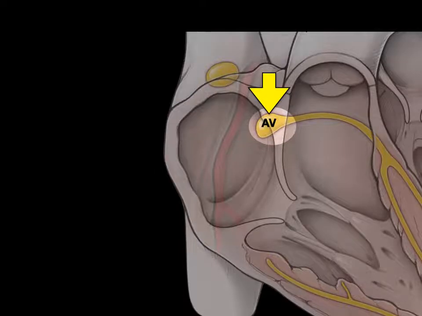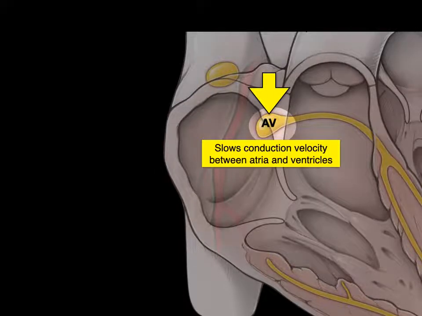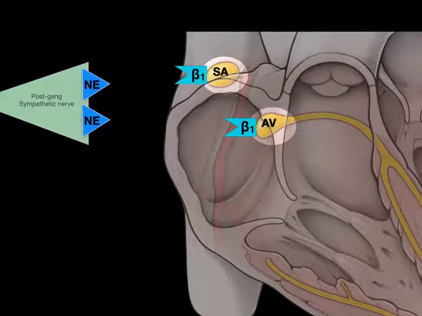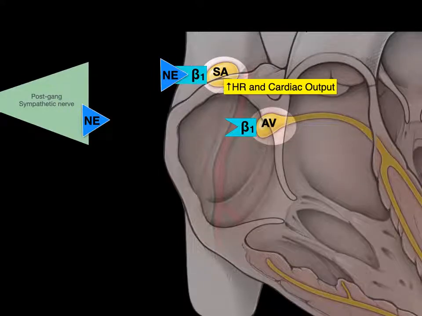Then you also have the AV node, which slows the conduction velocity of that action potential between the atria and ventricles. Both the SA node and AV node have beta 1 adrenergic receptors. So when sympathetics release norepinephrine, binding to the beta 1 receptors on the SA node, you can increase heart rate, which increases cardiac output. You basically stimulate the SA node, and that spontaneous conduction that occurs gets shorter and shorter.